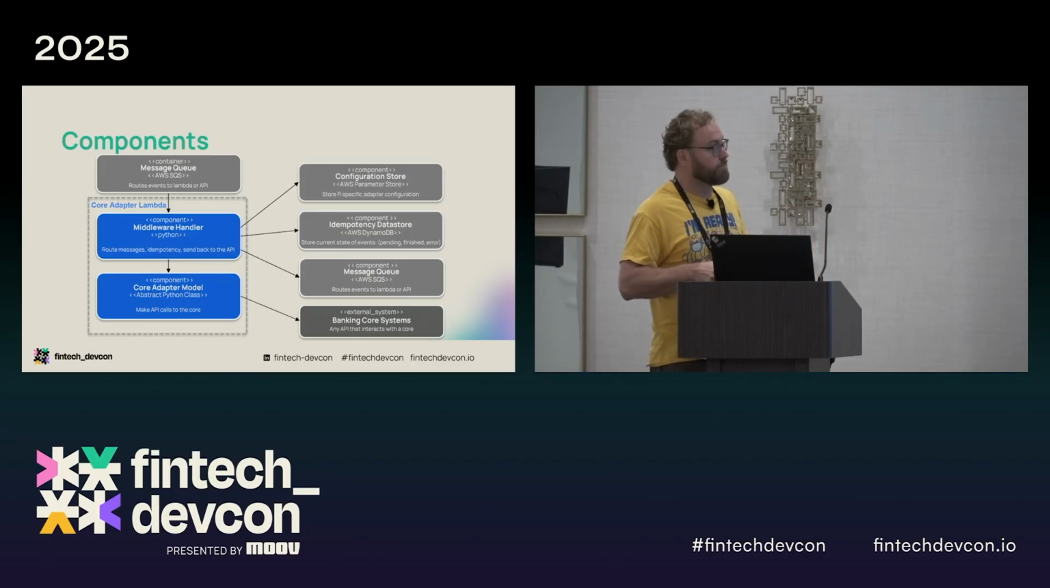The middleware, the only change is that it's now a Lambda. The actual architecture hasn't changed, right? We're making some calls out, but overall, we still have this clear separation. There's the middleware and there's the core adapter.